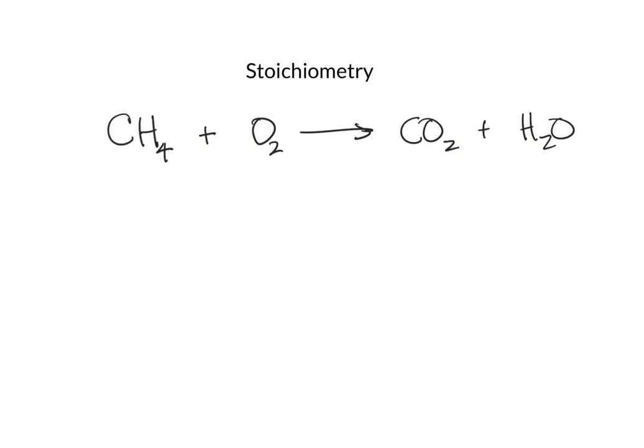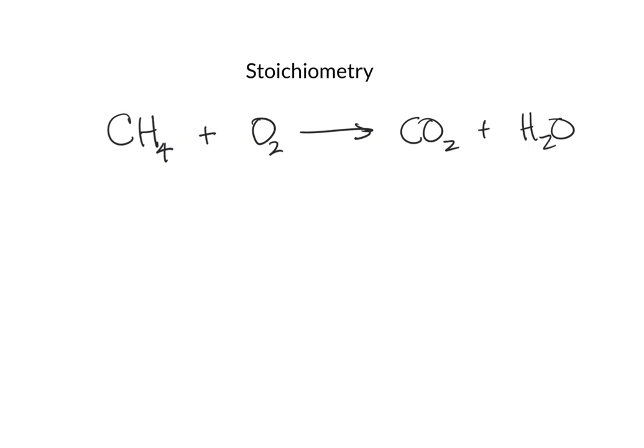So here's a chemical reaction. In this particular instance, we have CH4, which is methane, reacting with oxygen to produce carbon dioxide and water. Now, the problem we have first is that we don't have a balanced chemical equation. You can't do any stoichiometry without a balanced chemical equation. So let's start by balancing it.